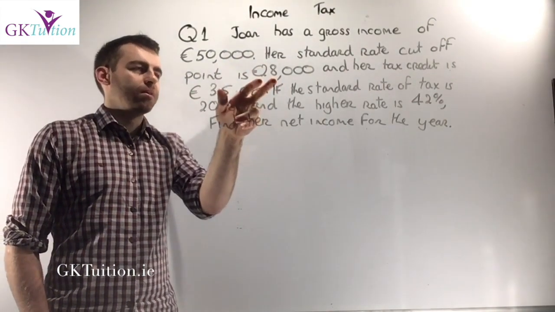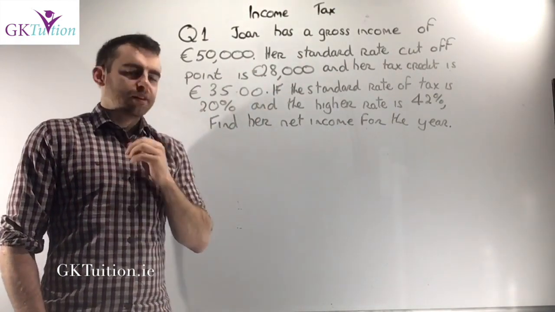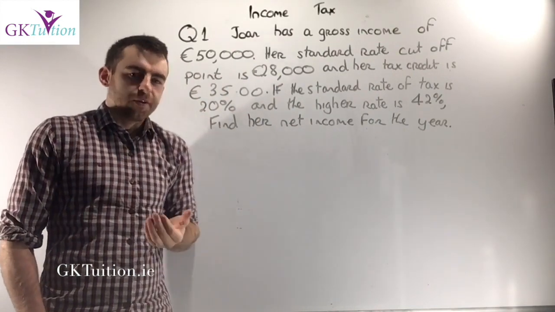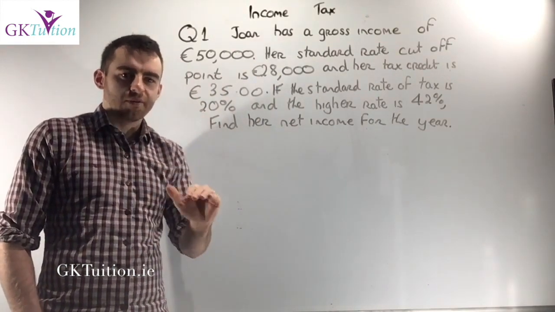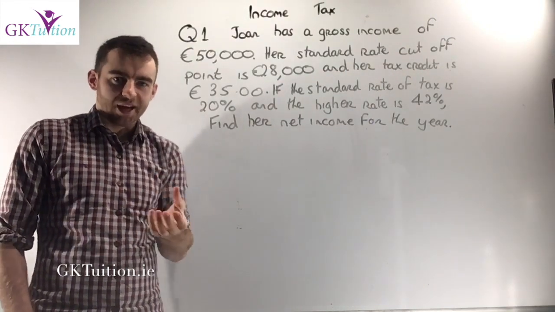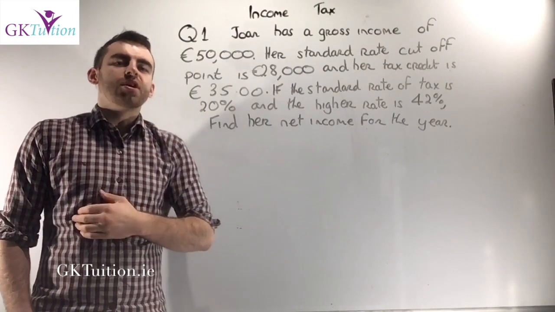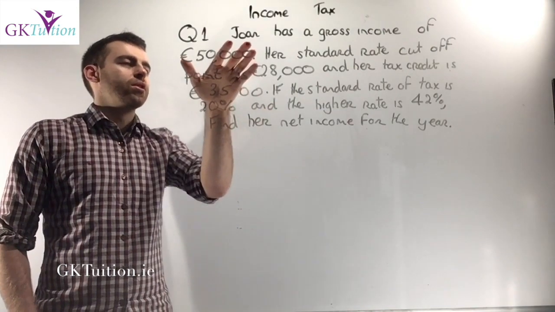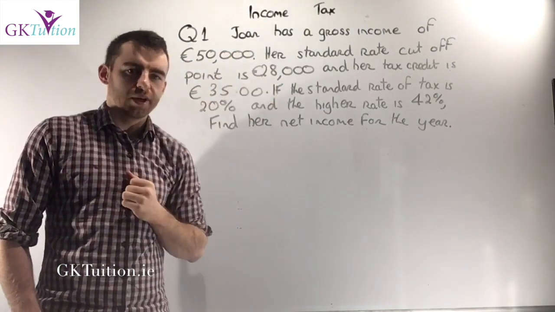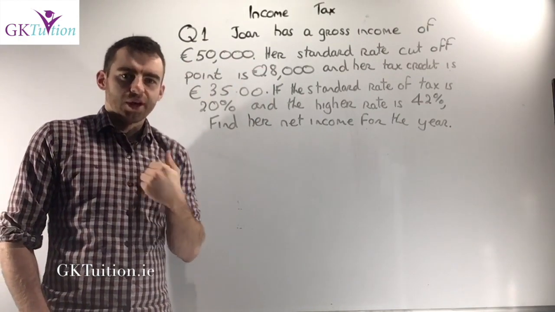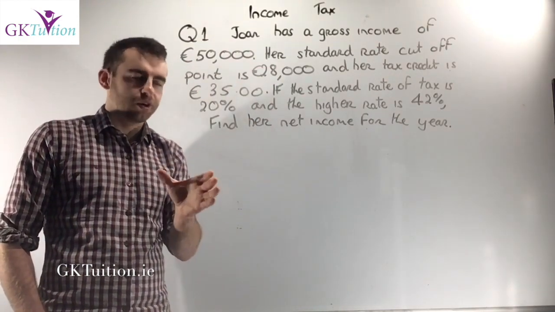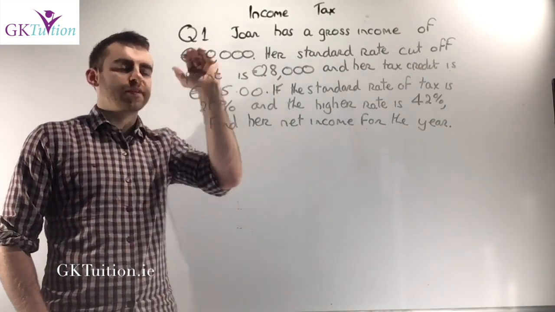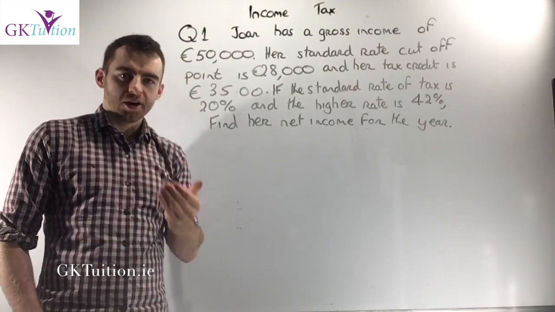Okay, it's really important that we talk about this standard rate cut-off point. Depending on how much money you earn, you pay more tax. So if someone is on a very small salary, the percentage of tax they have to pay is much lower. Whereas if someone is on a really, really high salary, the percentage of tax they have to pay is much higher. So in this case, we're told that her standard rate cut-off point is 28,000. That means that on the first €28,000 that Joan earns, she pays a lower rate of tax. But on any money that she earns above the standard rate cut-off point, she pays a higher rate of tax.